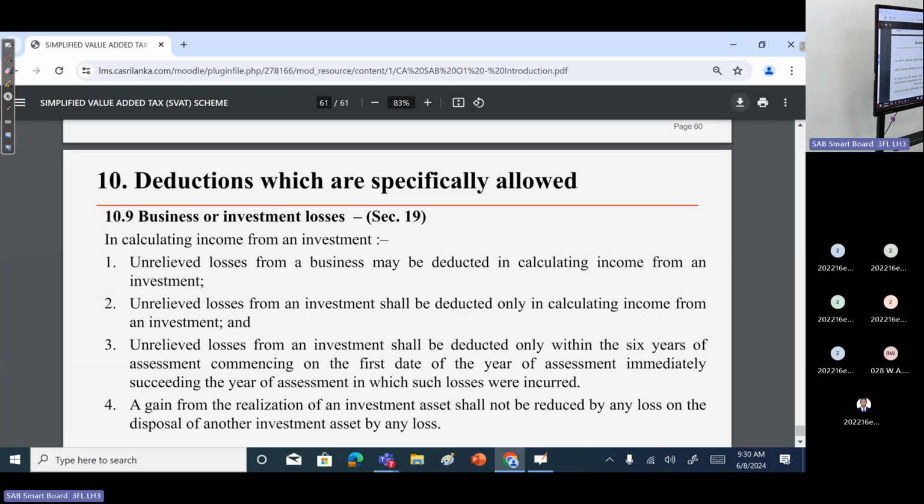Right? This is actually 2018, 19, and again they have introduced capital gain tax to Sri Lanka. So the gain from the realization of an investment asset is subject to tax, which we call capital gain tax. So when we work out the capital gain tax, on the capital gain we cannot deduct any losses. That's the meaning of that.